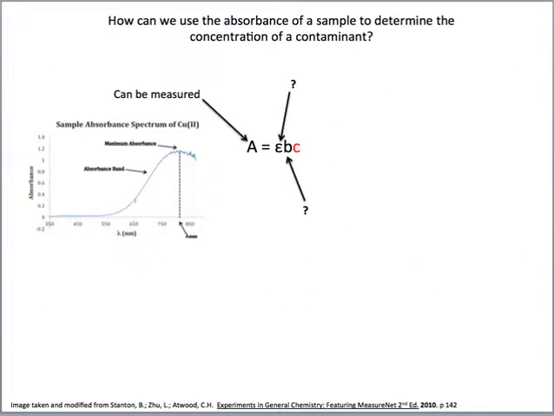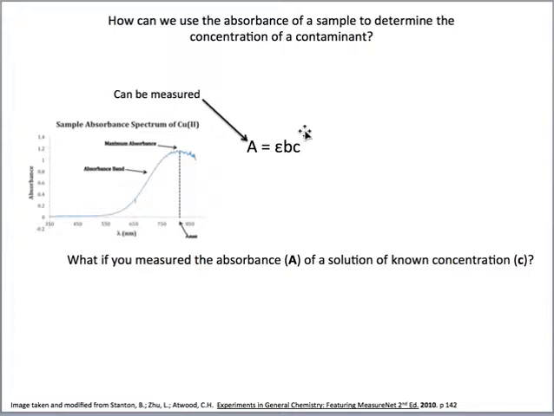How do we use this relationship to determine the concentration of an unknown? Well, absorbance is something we can measure, right? We find the lambda max. The absorbance at that lambda max is our absorbance for a given solution. The molar absorptivity, well, we don't know that. And the path length, we don't initially know that. And we want to find the concentration. We've got three unknowns here, and one we can measure. Man, that's tough. So what could we do?